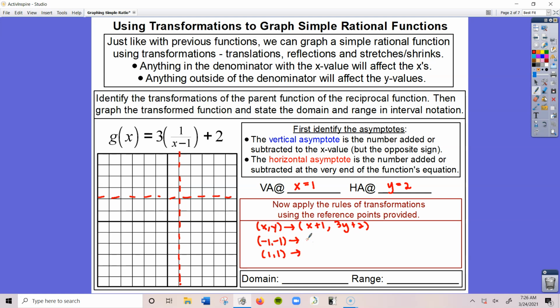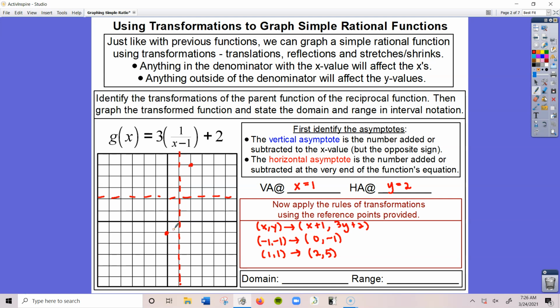And now we plug it in. When we plug in -1, -1 plus 1 is 0. Then when we plug in -1 for the y, 3 times -1 is -3, plus 2 is -1. When we plug in 1, 1 plus 1 is 2. 3 times 1 is 3, plus 2 is 5. So these are my 2 points that I'm going to put on my graph here. So 0, -1, and 2, 5.